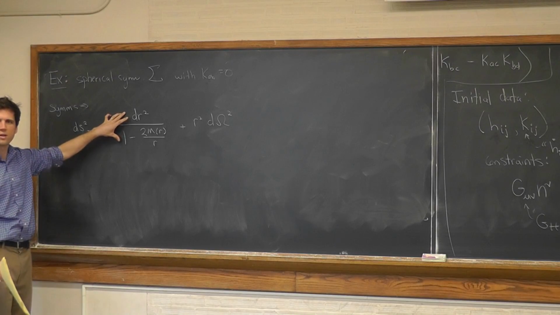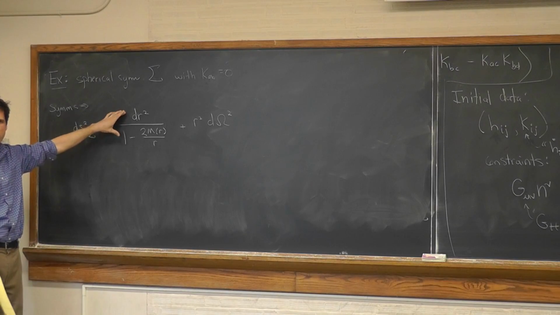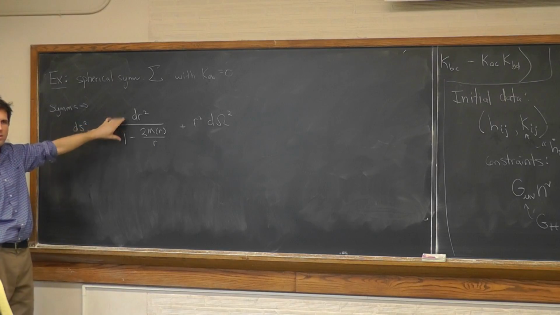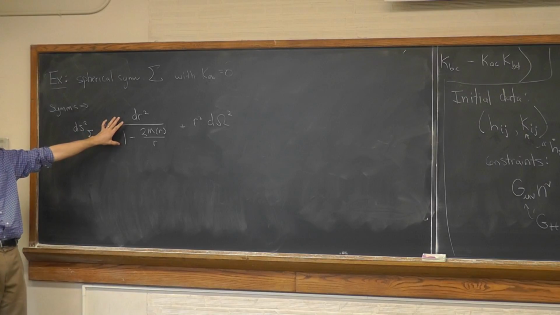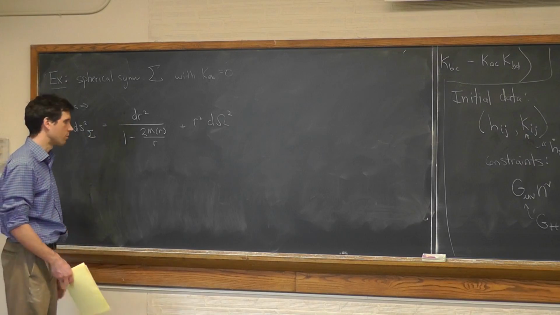I've written it this way in order to make it look like the Schwarzschild solution, but we could have just put any old function. M here is not Schwarzschild. M is a function of r, so we could have put any old function here. And this is the most general spherically symmetric thing, right?